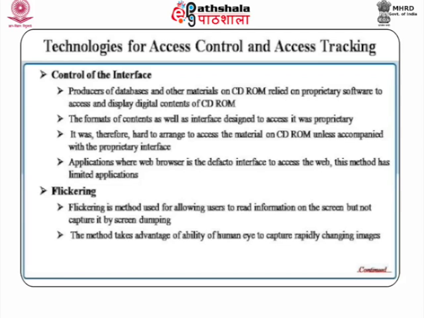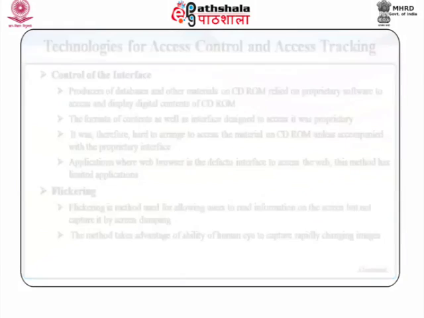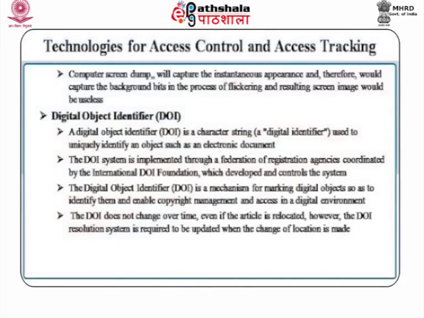Flickering is the method used for allowing users to read information on the screen but not capture it by screen dumping. This method takes advantage of the ability of the human eye to capture rapidly changing images. The computer screen dump will capture the instantaneous appearance and therefore would capture the background bits in the process of flickering, and the resulting screen image would be useless.